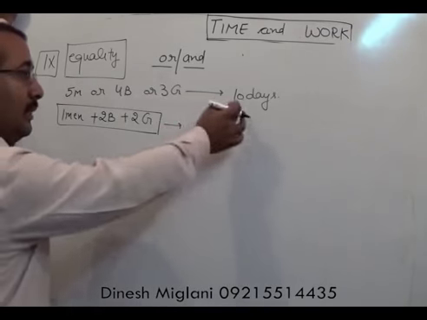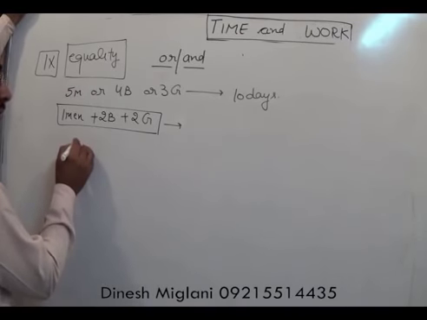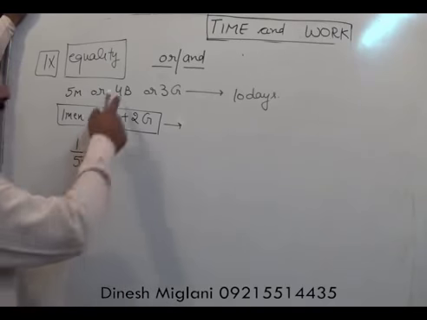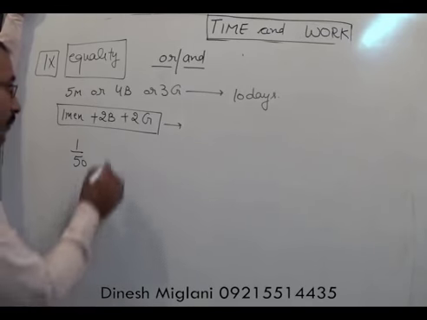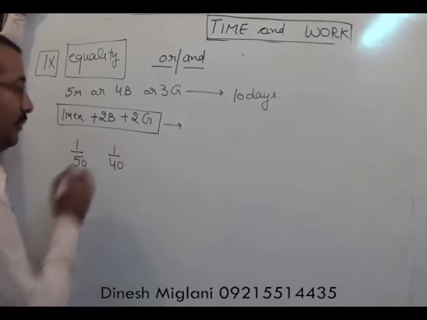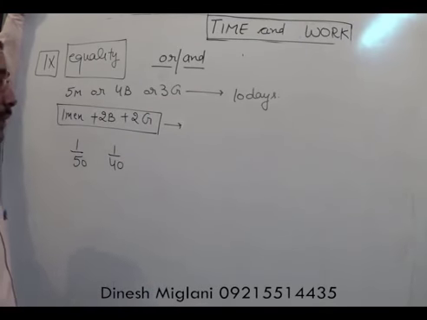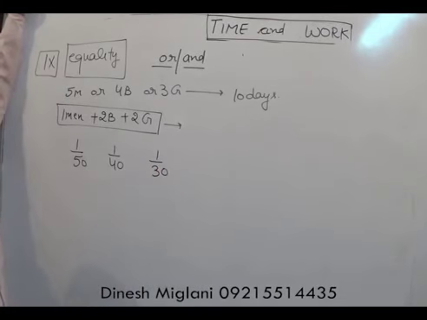5 men will take 10 days to do a work. 1 man will take 50 days to do a work. So 1 man's 1 day work is 1 by 50. 4 boys will take 10 days to do a work. 1 boy will take 40 days to do a work. 1 boy's 1 day work is 1 by 40. 3 girls take 10 days to do a work. 1 girl will take 30 days and 1 girl's 1 day work is 1 by 30.